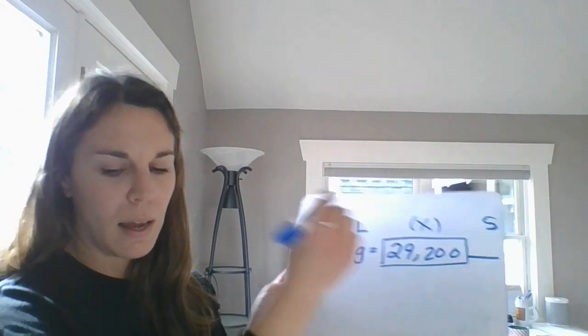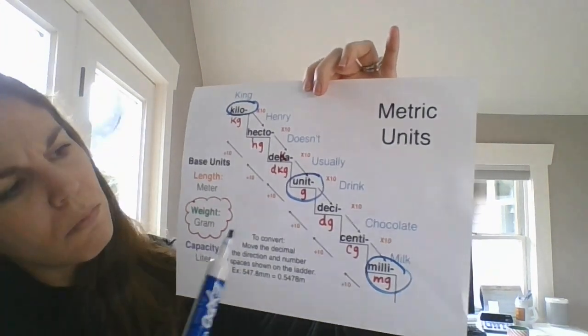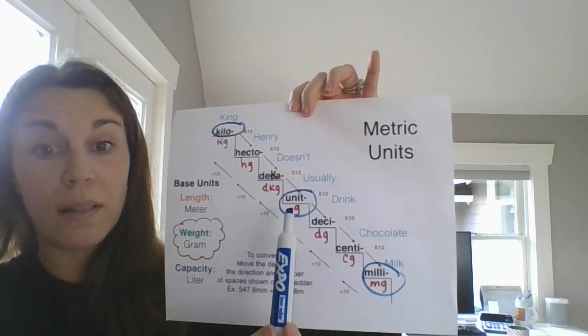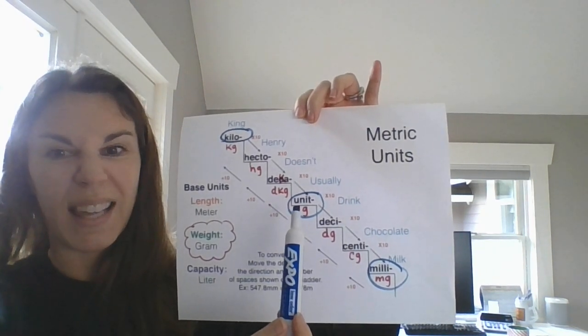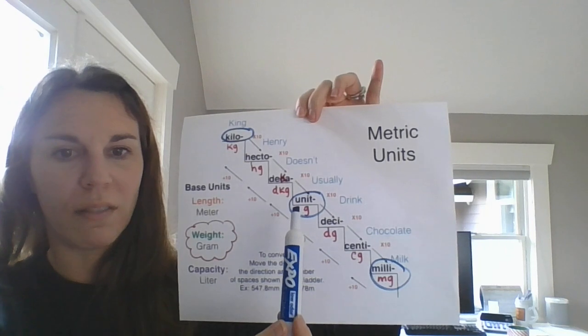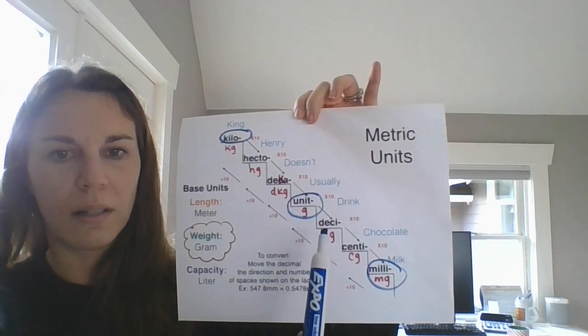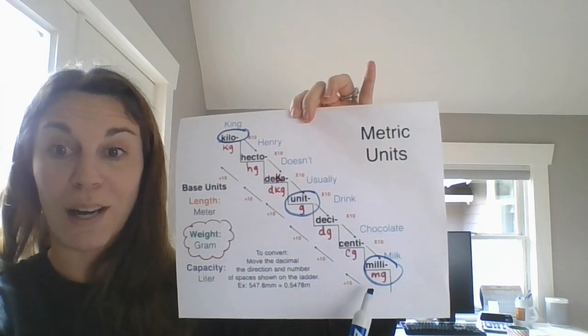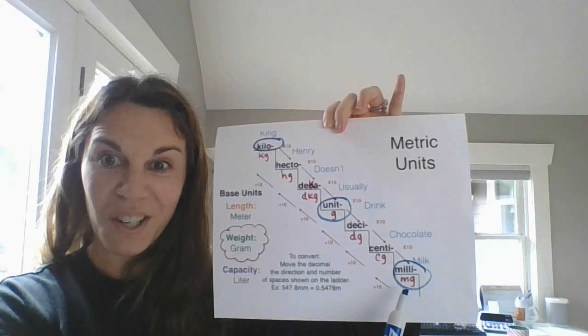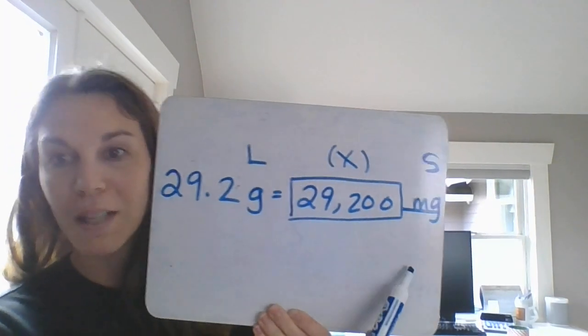Interesting. Okay, so let's go to our staircase. Again, we were at grams. You guys all said we're going down the staircase because our answer got larger. Victor said, I think it's 3 because he saw 3 shifts of the decimal. So I'm going to go down 1, 2, 3. And what unit am I at, 5th grade? Milligrams, right? So then when I go back here, I know that my answer is in milligrams.